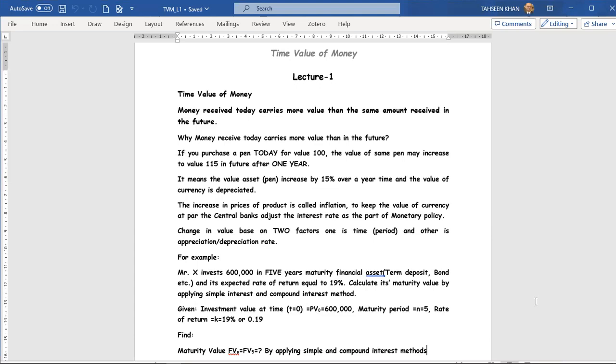For example, Mr. X invests 600,000 in a 5 years maturity financial asset. Financial asset can be term deposit, bond, etc. And the expected rate of return is equal to 19%. Calculate its maturity value by applying simple interest and compound interest method.